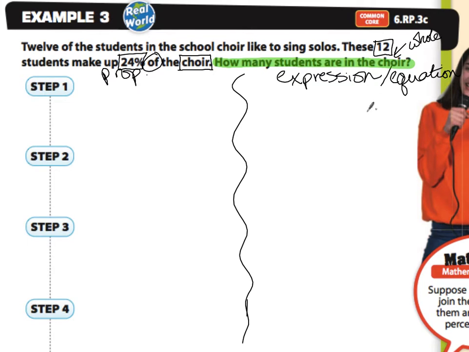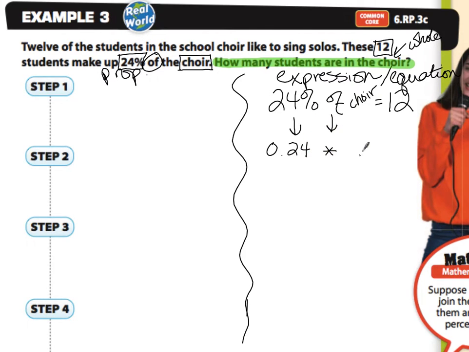So for my equation, I'm looking for 24% of the choir, which I don't know, so that's x, and that's going to be 12 people, because I know 24% of the choir is equal to 12. So I can say 24% is 24 hundredths. Of means multiply. The choir, we don't know, so let's use C, change it up a little bit, and I know that when I do that, I'm going to get 12.